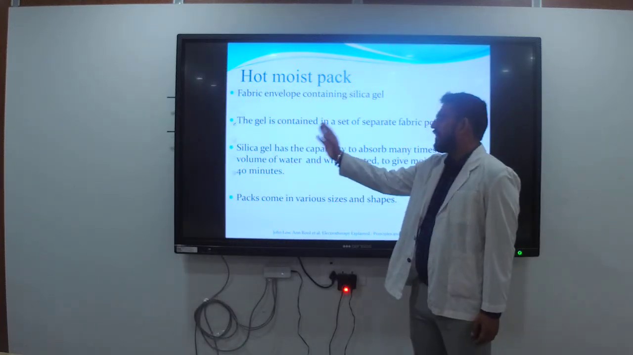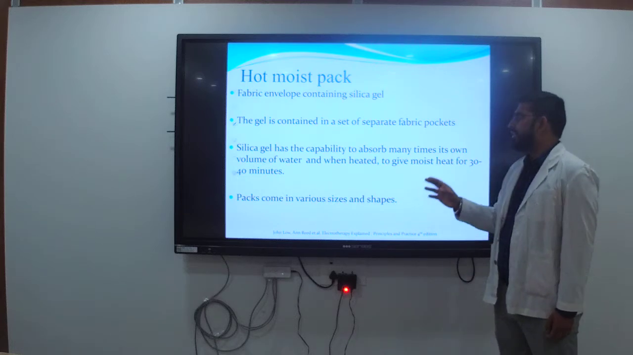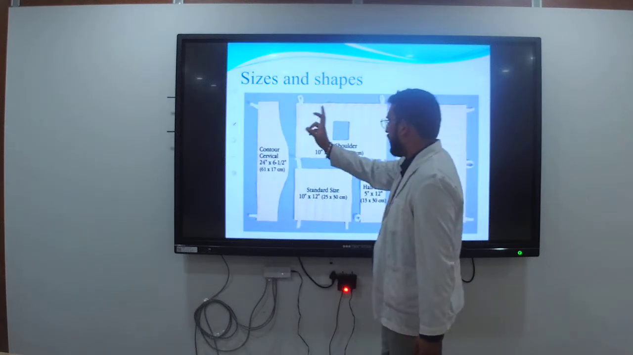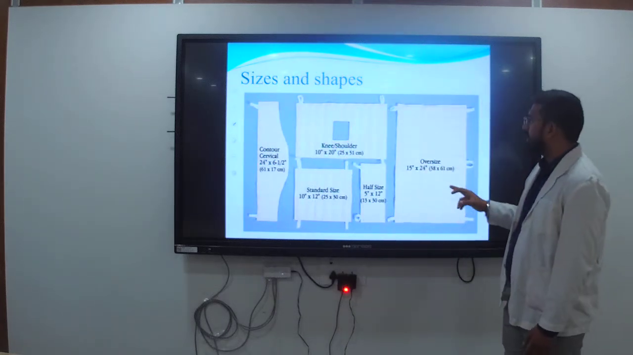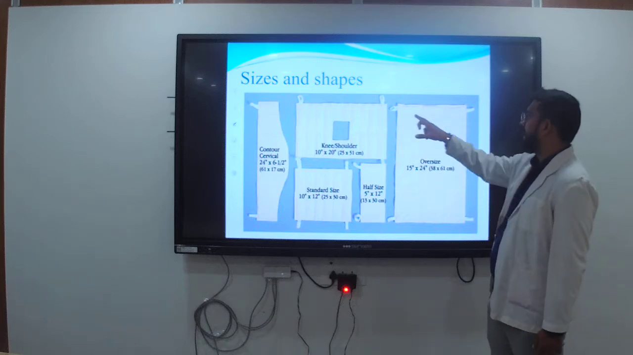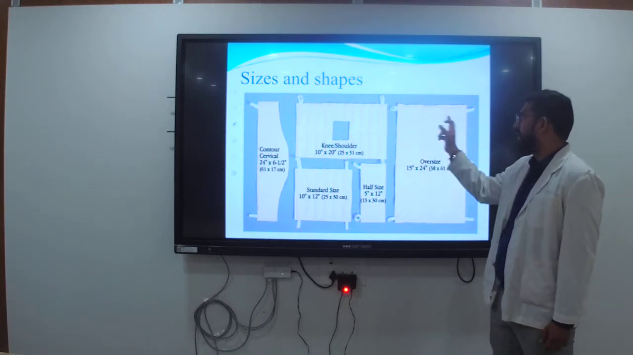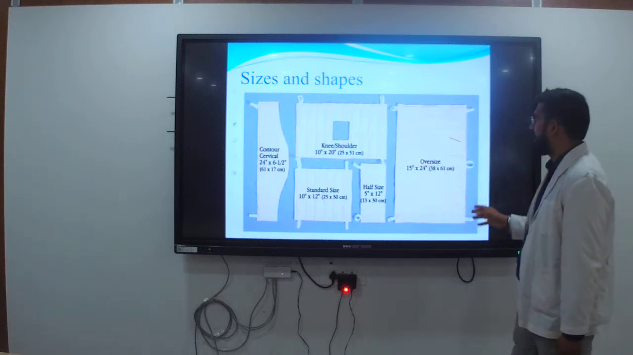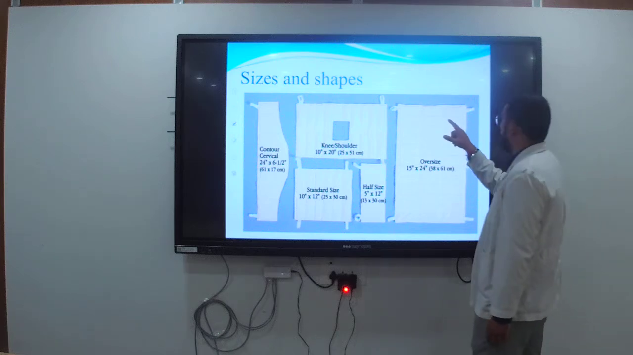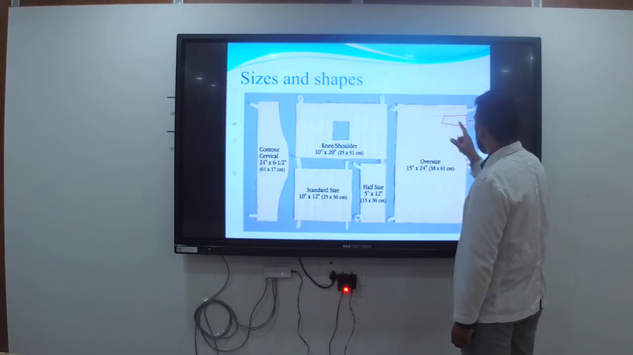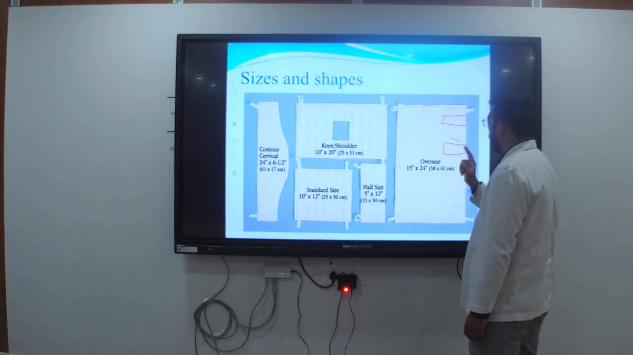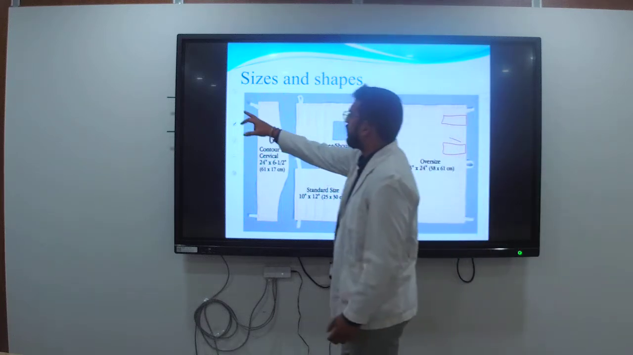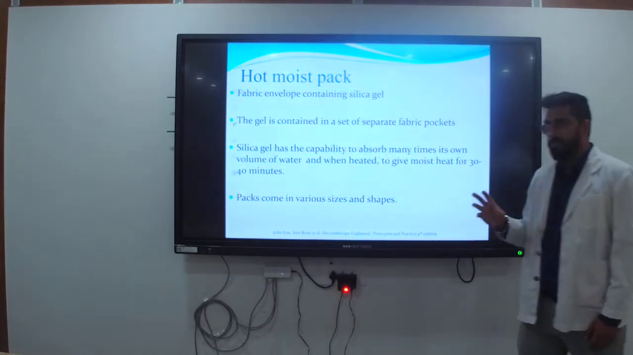Now this gel is contained in a set of separate fabric pockets. What does this mean? As you can see, these packs are divided into certain pockets. It is not filled in the whole of the pack. It is divided into certain pockets. You can see here, this is one pocket. This is one pocket. Like that, it is divided into pockets which are separated from each other.